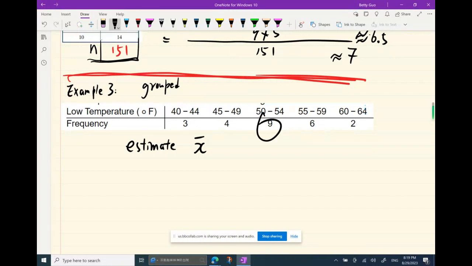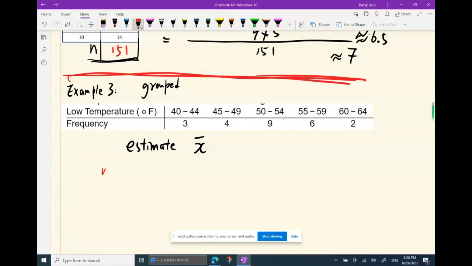Yeah, we know 9 values fall between 50 to 54, but we don't know the exact values. So it's not possible to find the mean. However, we can estimate, we can approximate. So if you see something like that in your MyLab Math homework, this is what we do, okay?